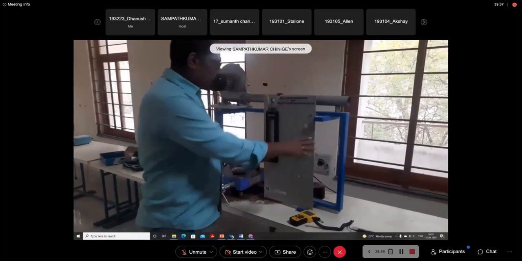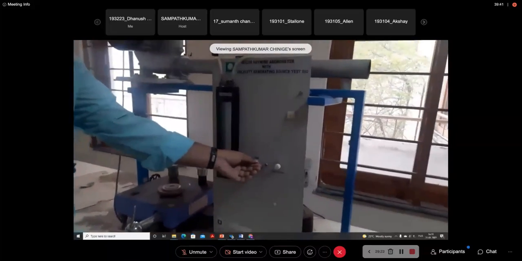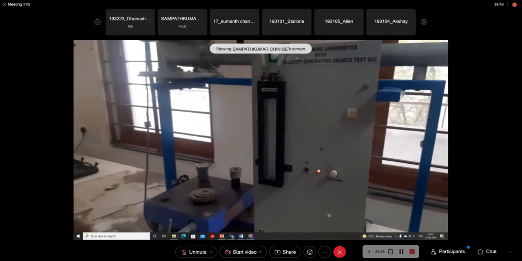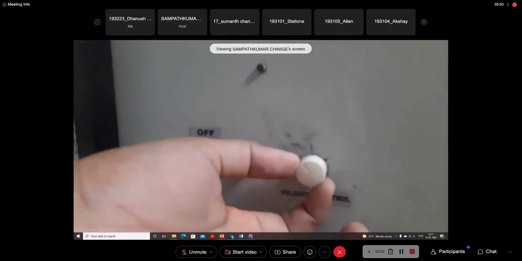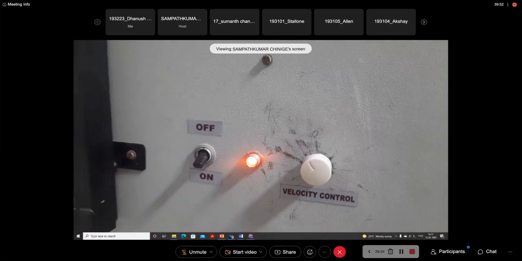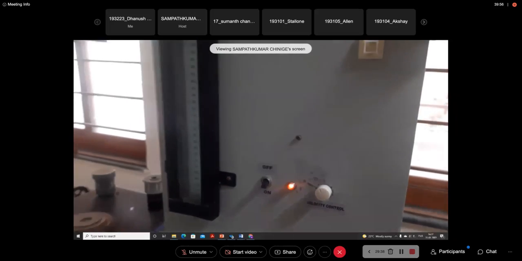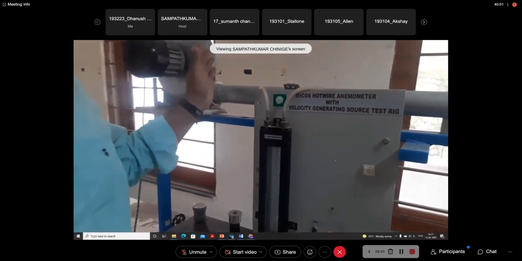For starting, we have initially switched on the power. Now on the board itself, we are going to switch it on. So we have switched on. This is a regulator. It is going to control the voltage supplied to the blower. Once you control this, you can control the blower, which in turn is going to control the flow rate and therefore the velocity.